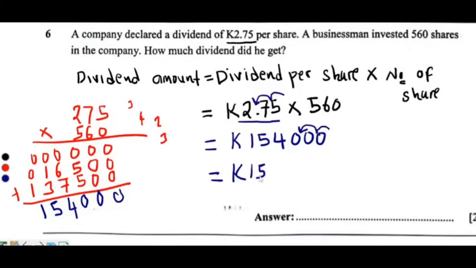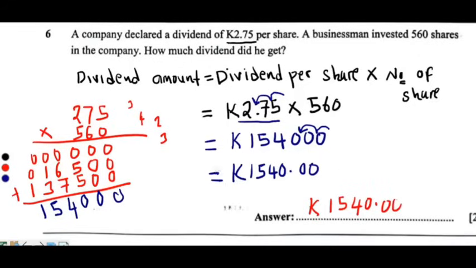So we have 1540.00. So this is our answer. The dividend amount that this person is going to get will be 1,540 kwacha. Okay, this is the dividend amount that this person is going to get. So we are done answering this question.